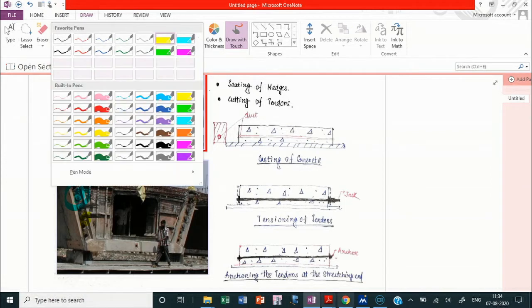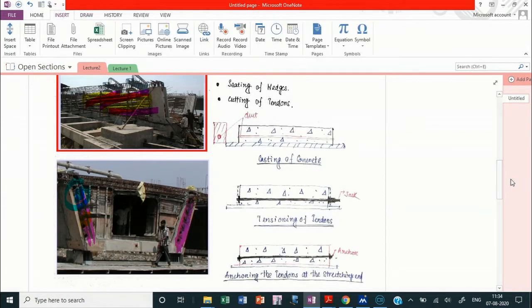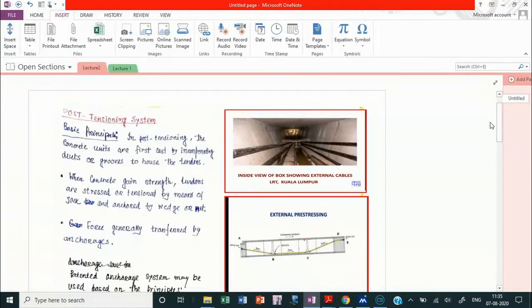As you can see here, the very light color is highlighted. These are all the internal type of prestressing system.